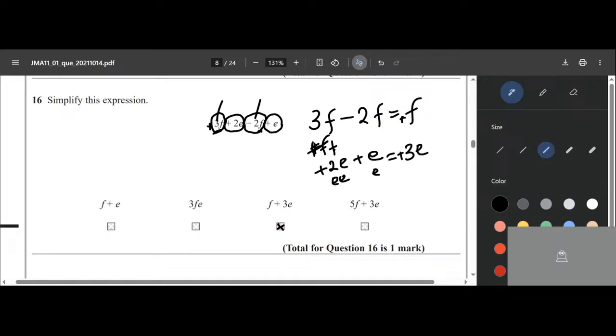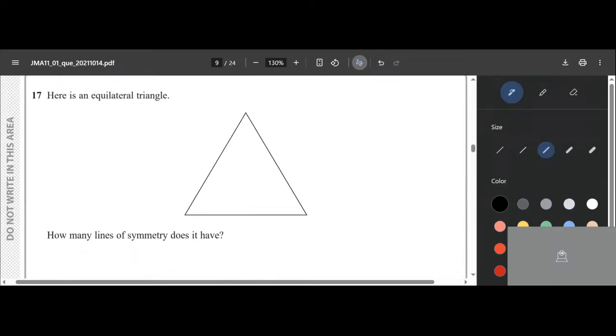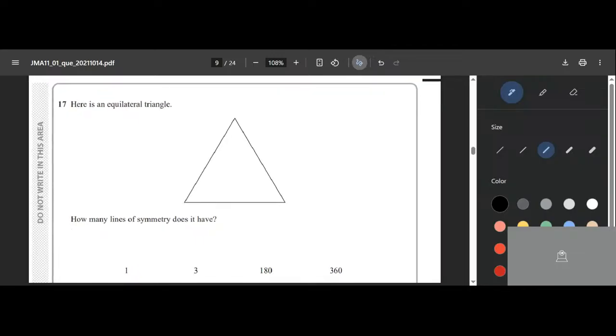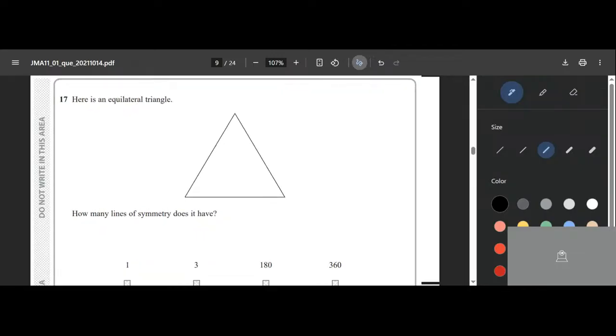Then now let us proceed to question number 17. We are told here is an equilateral triangle. What's the meaning of equilateral triangle? That all the sides and all the angles are equal. That's the meaning of an equilateral. It comes from the word equal. So how many lines of symmetry does it have?